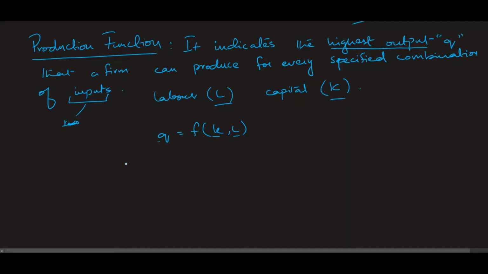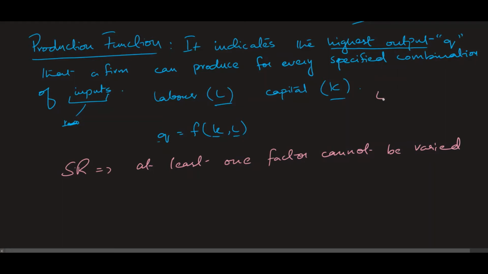So in the short run, what happens is that at least one factor of production cannot be varied. So here we are going to discuss the definition of short run and long run. What is short run? Short run is a state, you can say a time period, in which at least one factor cannot be varied.